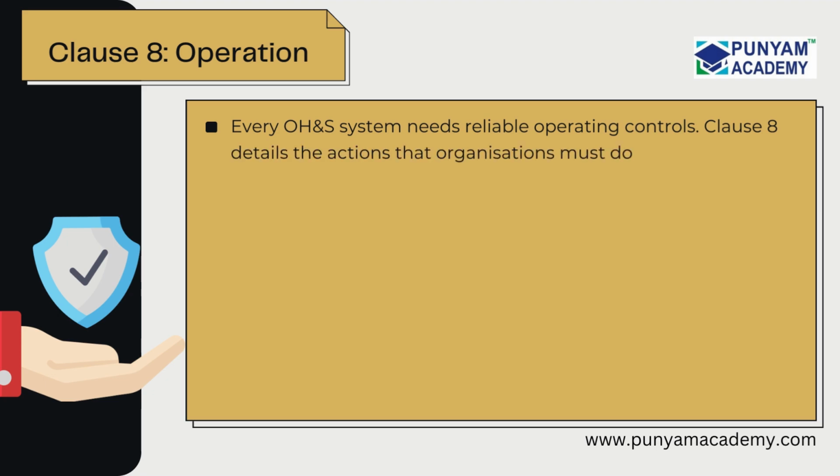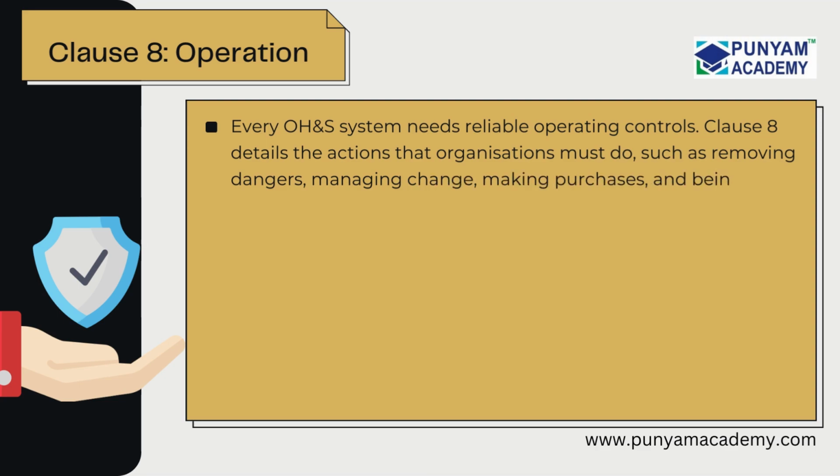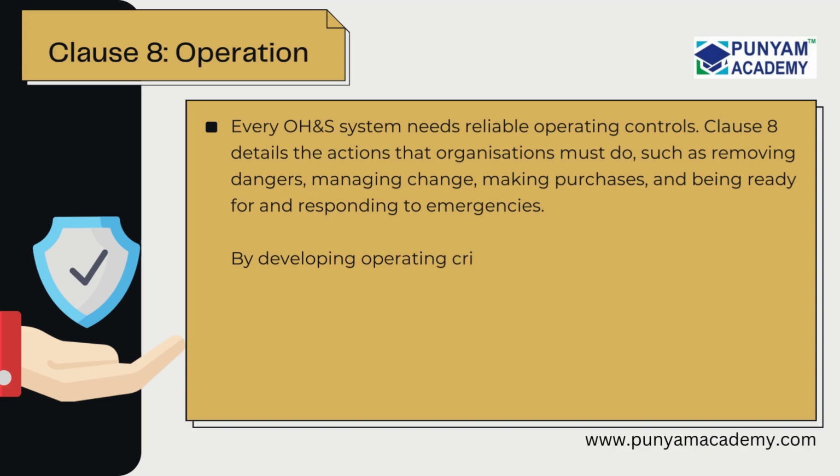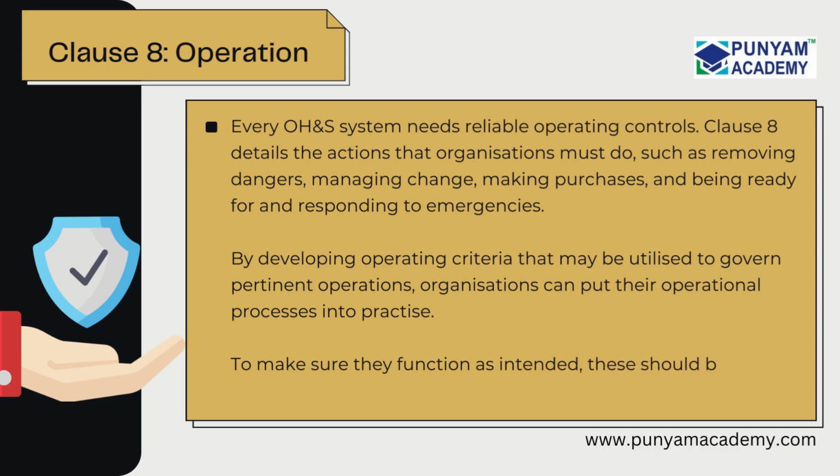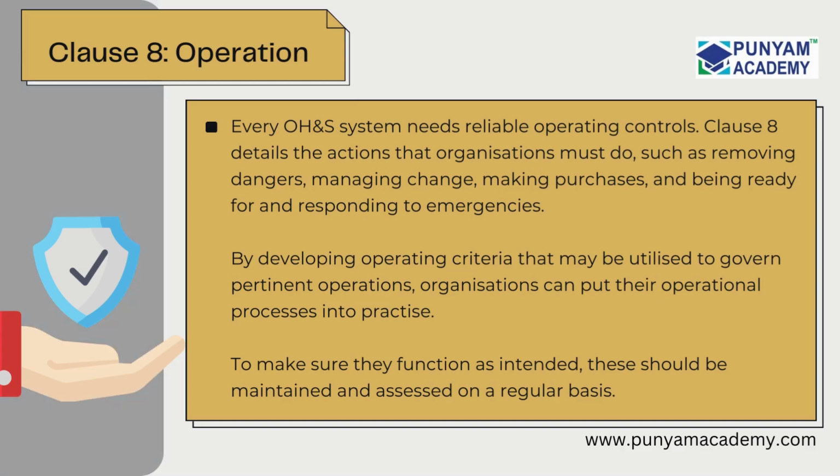Clause 8. Operation. Every OH&S system needs reliable operating controls. Clause 8 details the actions that organizations must do, such as removing dangers, managing change, making purchases, and being ready for and responding to emergencies. By developing operating criteria that may be utilized to govern pertinent operations, organizations can put their operational processes into practice. To make sure they function as intended, these should be maintained and assessed on a regular basis.